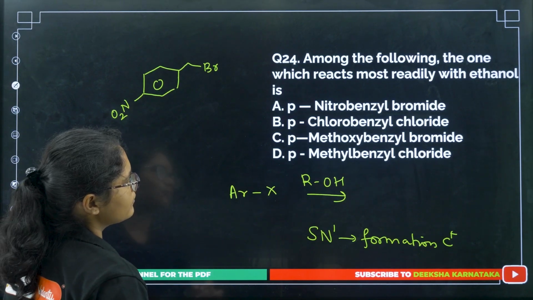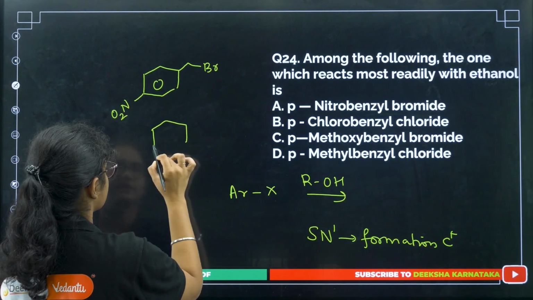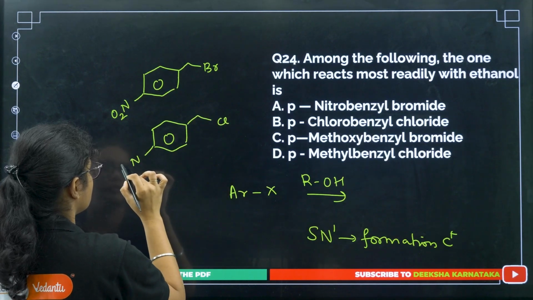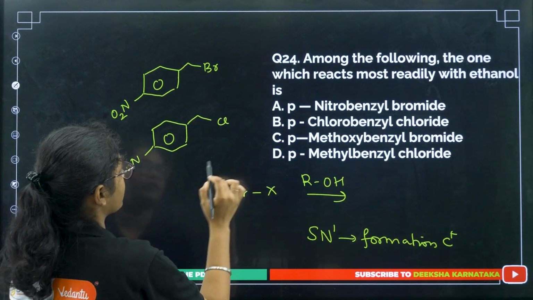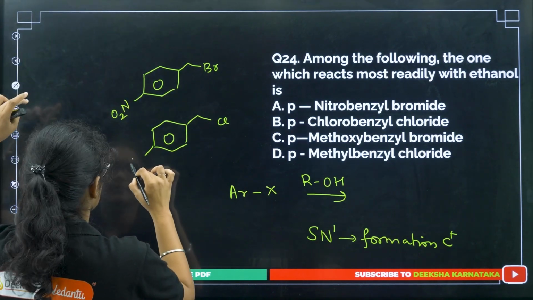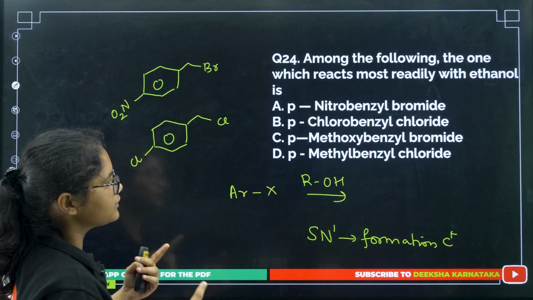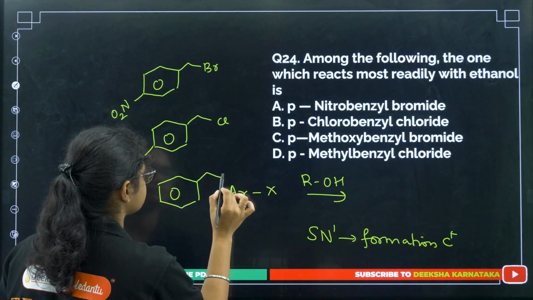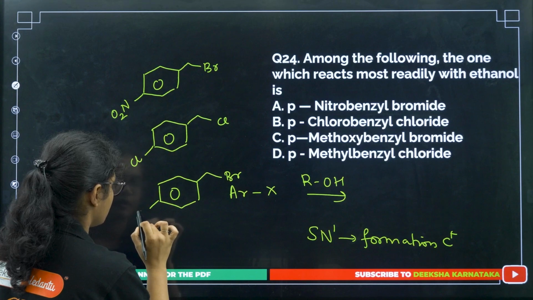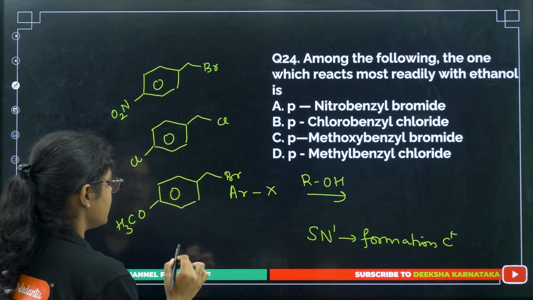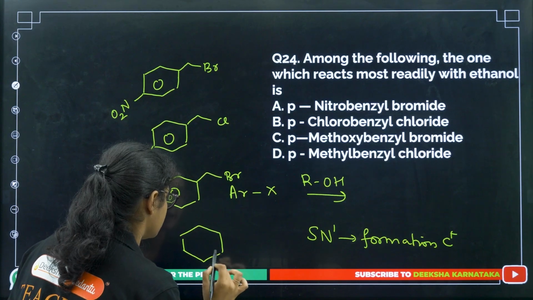Next, para-chlorobenzyl chloride. So this one is chlorine. Okay. Next we have para-methoxybenzyl bromide. Next we have para-methylbenzyl chloride.